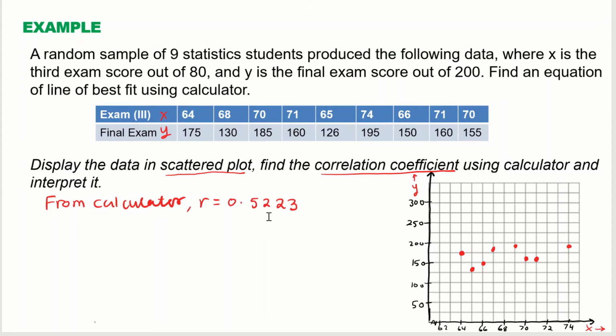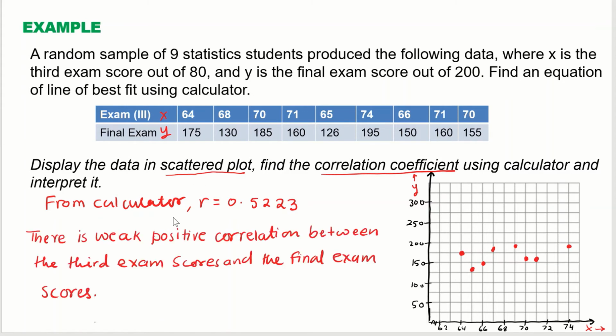There is a positive correlation, that is, if you get a good grade in the third exam, there are chances that you'll also get a good grade in the final exam. But we don't have very strong evidence to support that, but there is a weak positive trend. So we are going to interpret like that. What we will write is, there is a weak positive correlation between the third exam score and the final exam score. That is the first part.